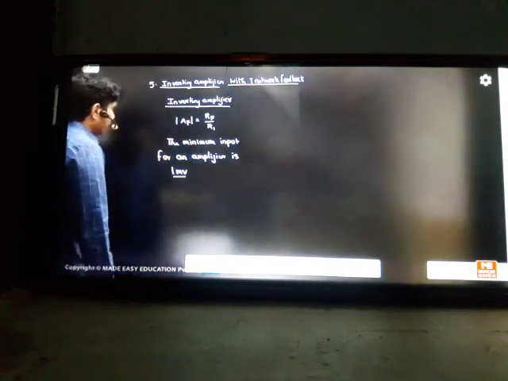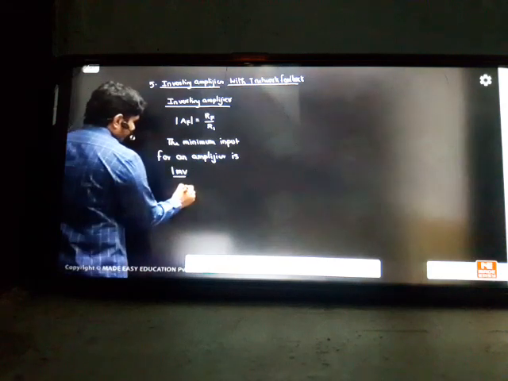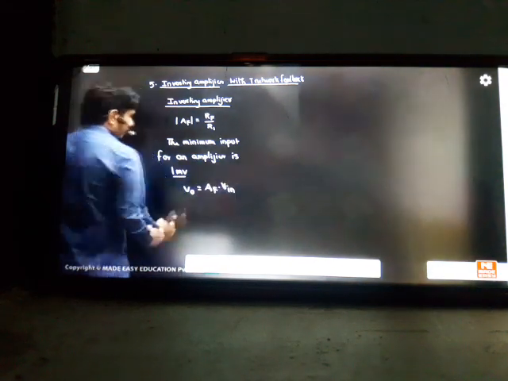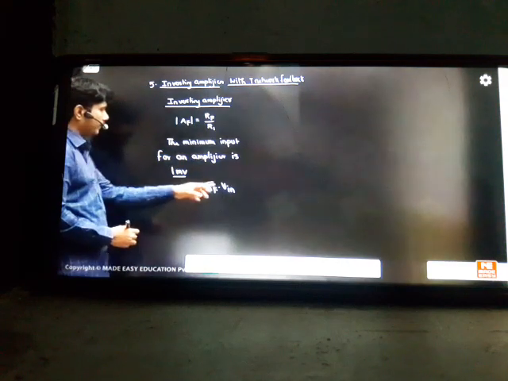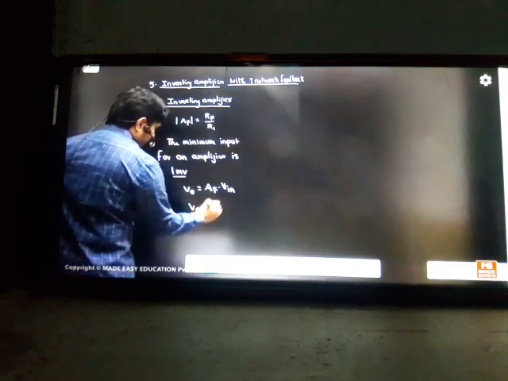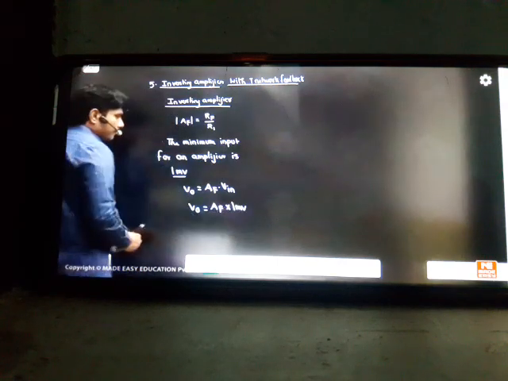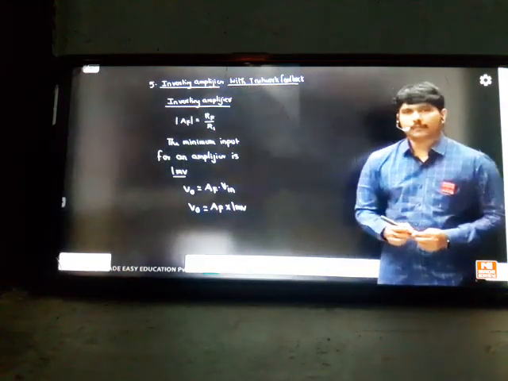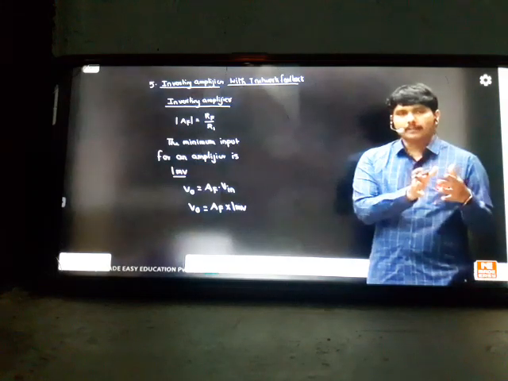So the minimum input for an amplifier is 1 millivolt. Now if I ask you, what is your output? Your output is AF into VIN. Now you can think in the class, output is equal to AF into VIN. I decided that 1 millivolt is your input. AF into 1 millivolt, just applied. But do you know how much output has to come so that the op amp looks linear? That also you have to have knowledge. So how much output can you maintain such that in the graph your system will be linear.